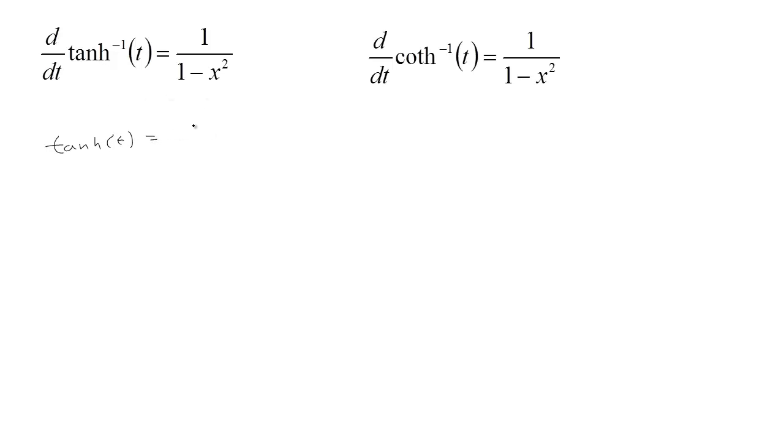The hyperbolic tangent would be the sine over the cosine. Now the sine has e to the t minus e to the minus t over 2, and the cosine has e to the t plus e to the minus t over 2.